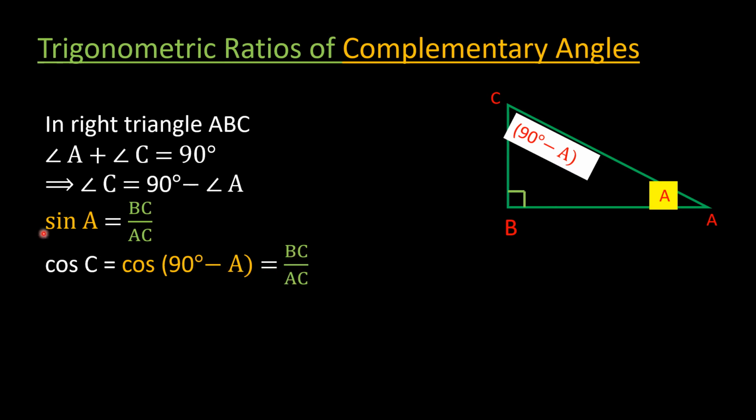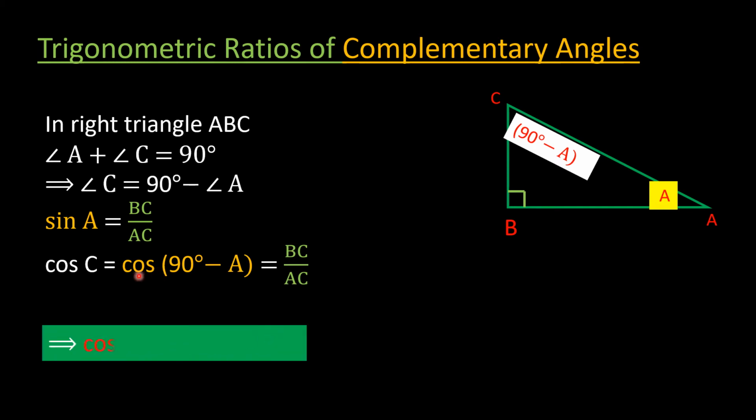Now sin A equals BC divided by AC and cos (90 minus A) equals BC divided by AC. Therefore, we can write cos (90 minus A) equals sin A. So this is our first relationship about trigonometric ratios of complementary angles.